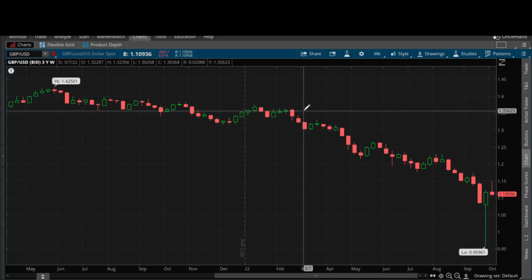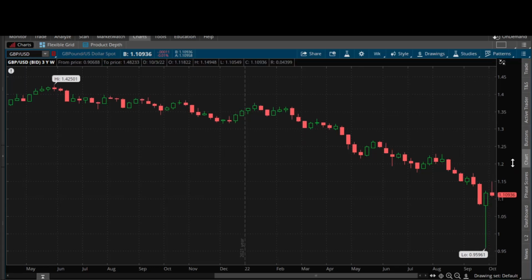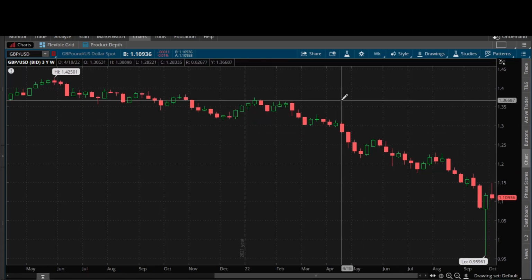So this is a weekly chart right here on GBP USD. The market structure on GBP USD at the current moment is bearish. Okay, clearly bearish market structure here. So why is it bearish market structure? What is making this a bearish market structure? Put simply, a bearish market structure is putting in consistent lower lows and consistent lower highs.